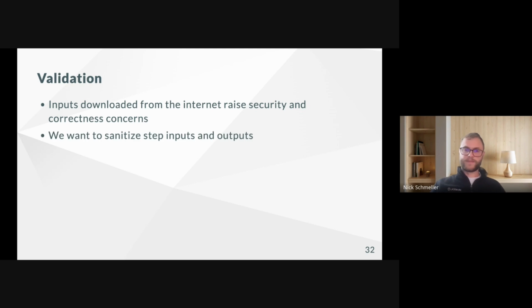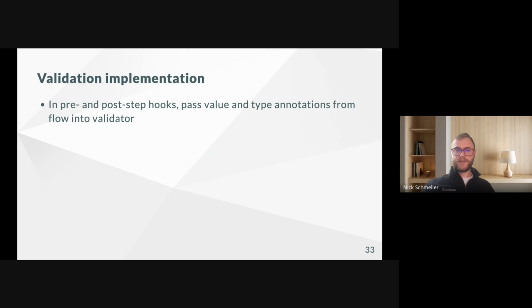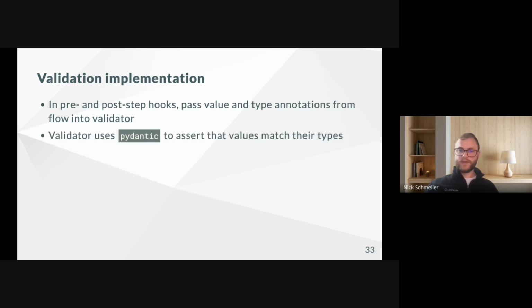Basically, what we did was we wrote an extension that has a decorator, and the idea is that before and after the step we want to check the value and type annotations, which Metaflow provides for us, which is super nice. Then we use Pydantic, and we just check that the values match your type. So nothing crazy, just something that checks the boxes. But yeah, super useful for us.